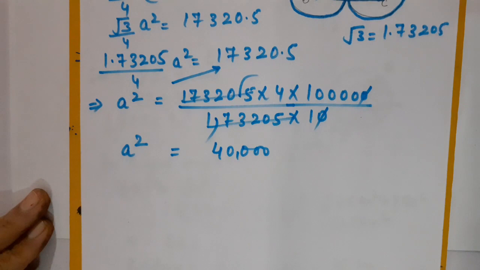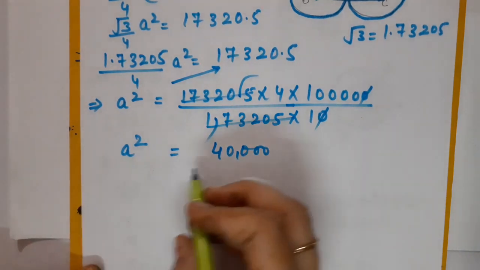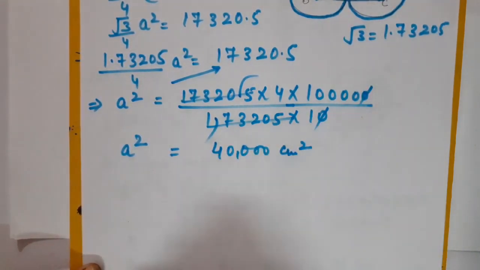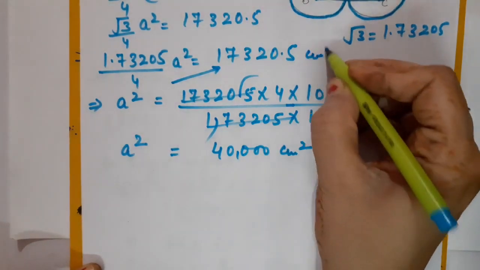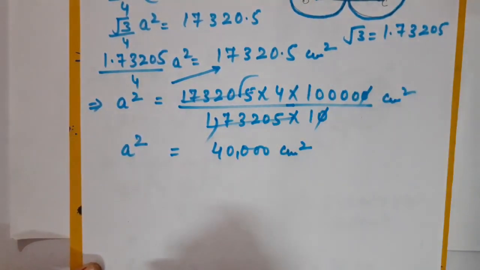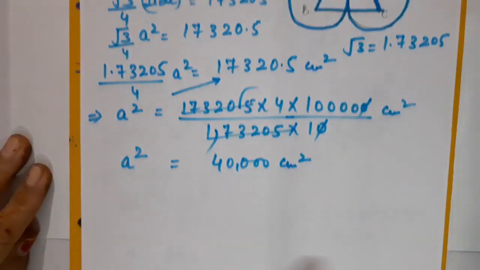A square is nothing but the square of the side of an equilateral triangle. This is with centimeter square. Here you can write centimeter square. Correct? Because area is in square unit. That you know very well. Here also it can be written.